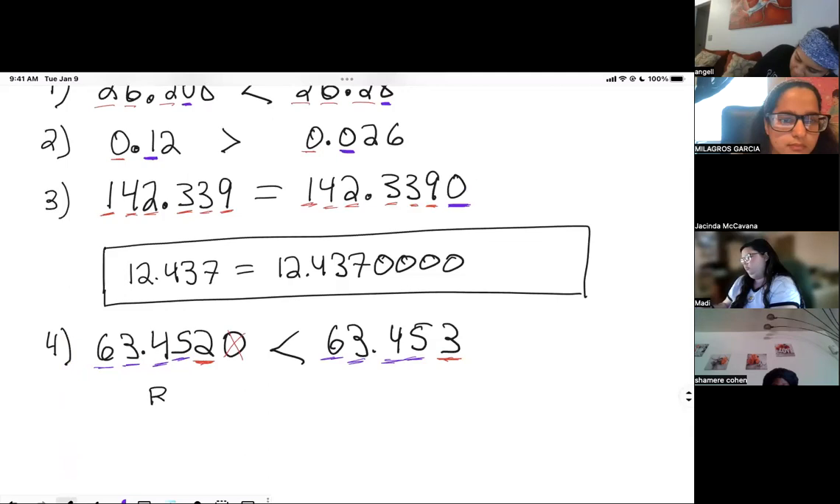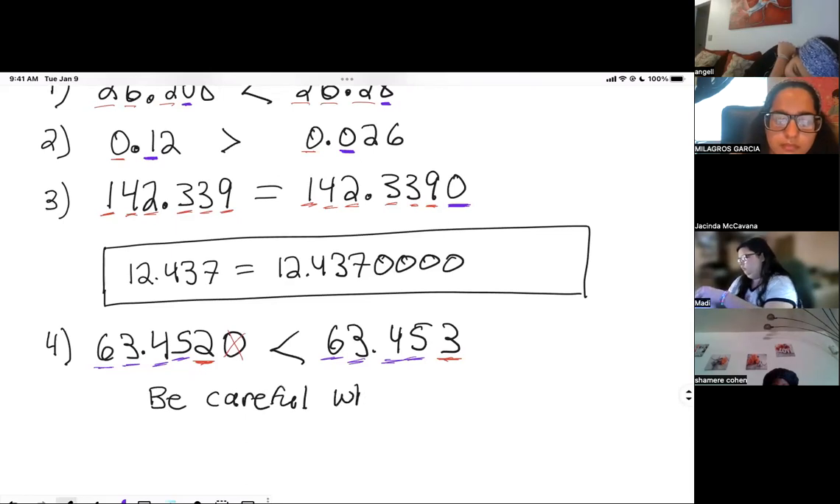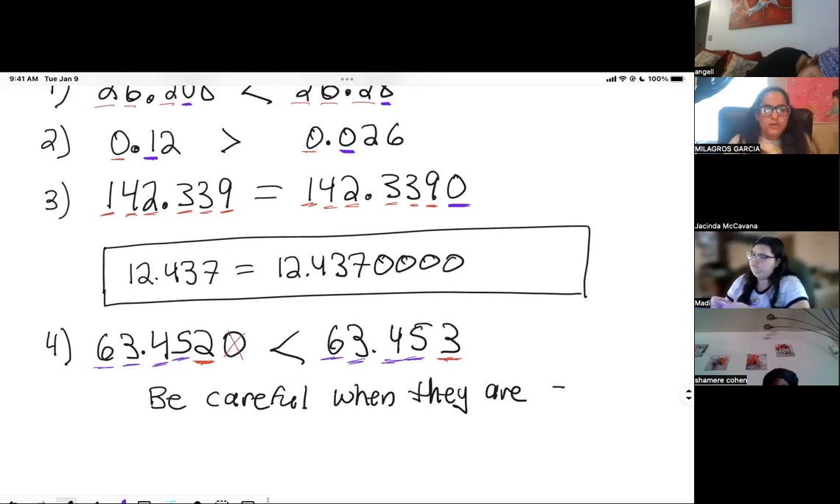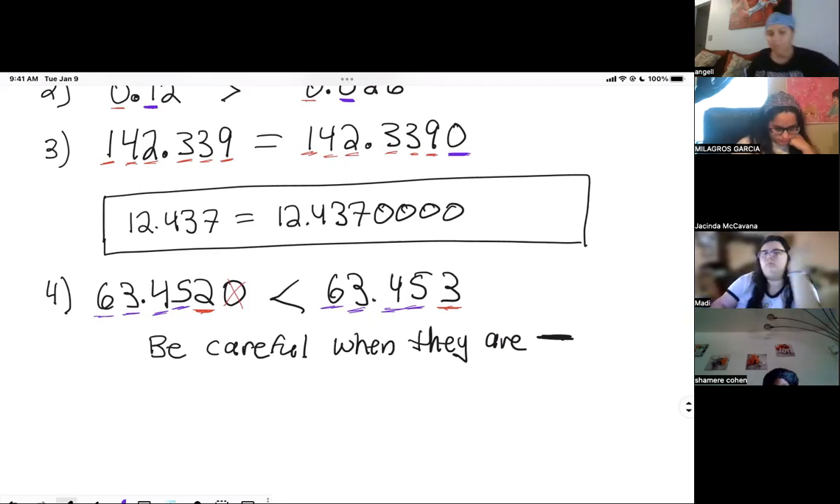Now, just to add caution, be careful when they are negative. Everything I just did was with positive numbers. We have not even done a negative comparing, right? Now, hold on a second. Negative is sort of kind of backwards, right?